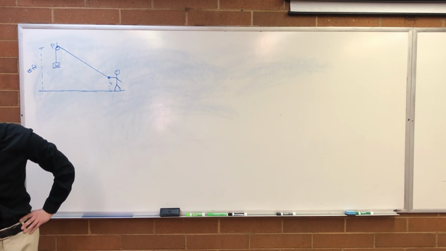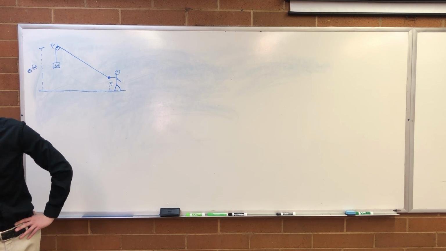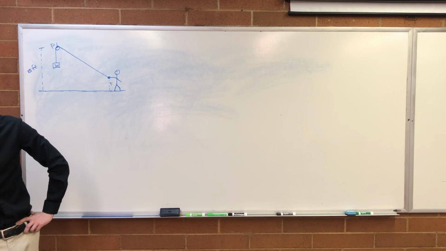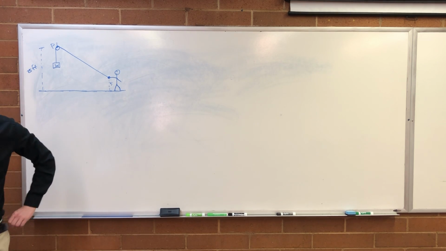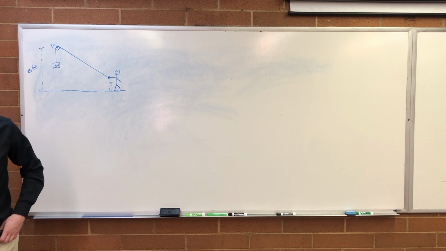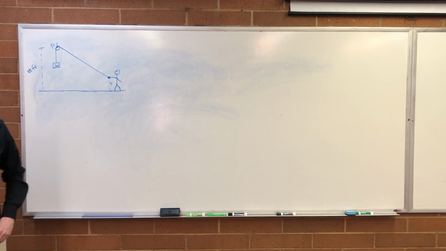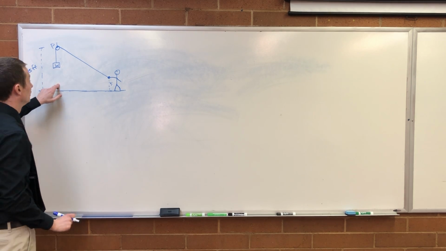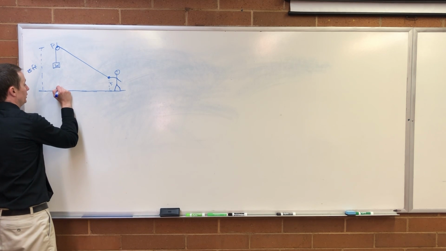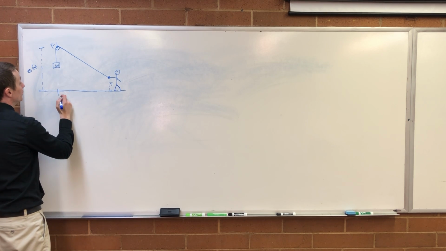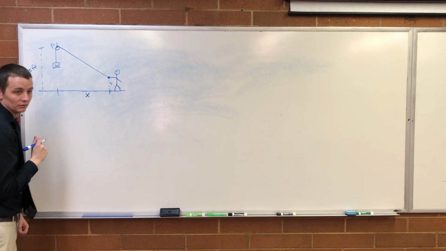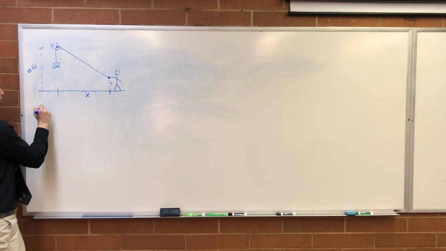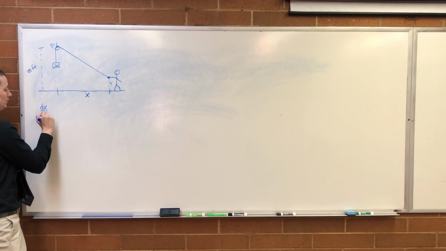Suppose the pulley is 25 feet off the ground, the rope is 45 feet long, and the worker is walking rapidly away at a rate of 4 feet per second. How fast is the weight being raised when the worker's hands are 21 feet from here? So we'll call the distance from here to our worker x. We're looking for dx/dt.